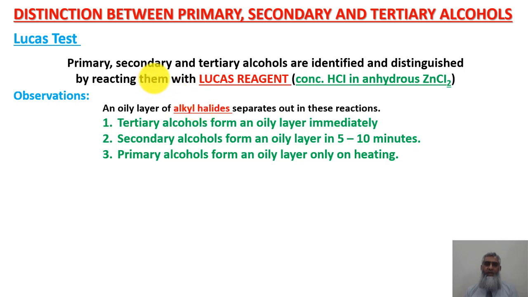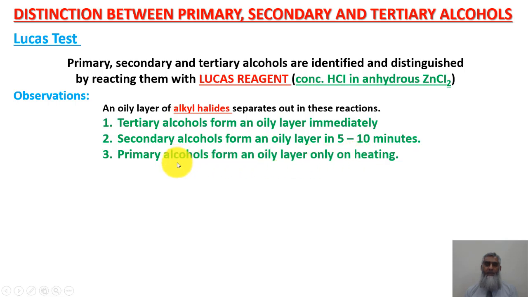When a given alcohol is reacted with Lucas reagent, if the alcohol is tertiary, then the tertiary alcohol forms an oily layer immediately when the reaction takes place. If the alcohol is secondary, the secondary alcohol forms an oily layer in 5 to 10 minutes. But primary alcohols form an oily layer only upon heating.